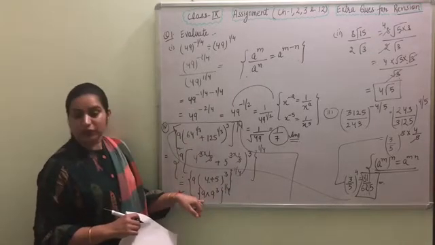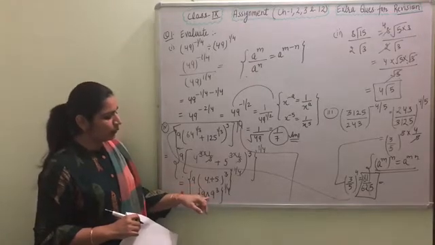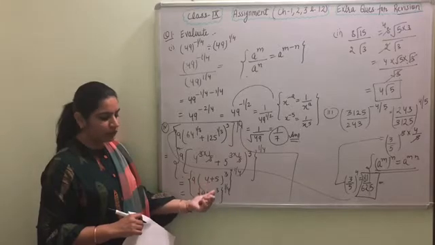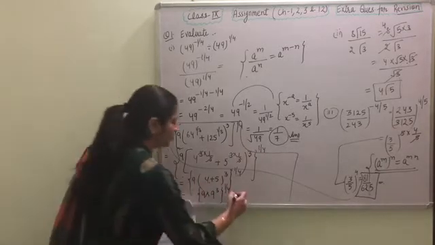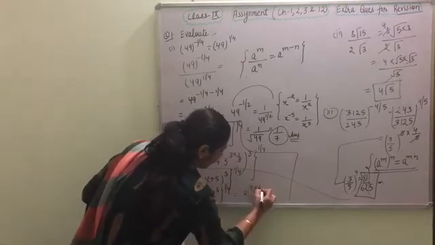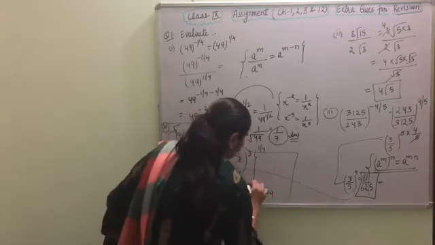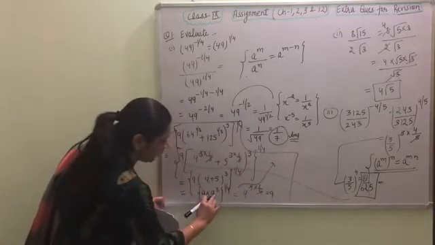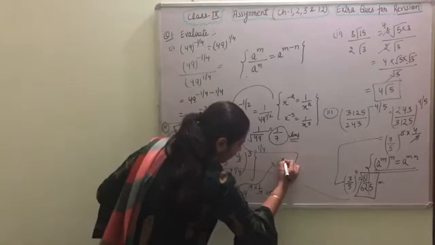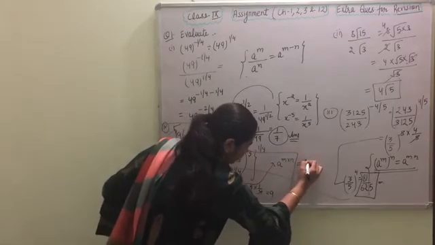Here when multiplication is there, powers will be added. 9 raised to the power 1 into 9 raised to the power 3. Powers will be added. 1 plus 3 gives us 4. So 9 raised to the power 4, into 1 by 4. Final answer is 9. We have to mention the law here. a raised to the power m, whole raised to n, gives us a raised to the power mn.